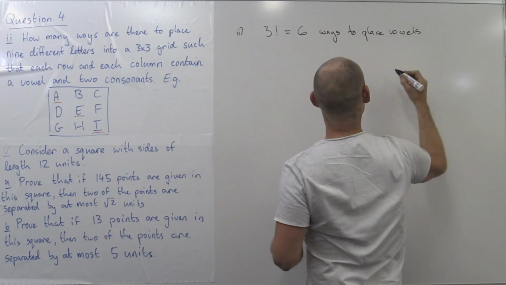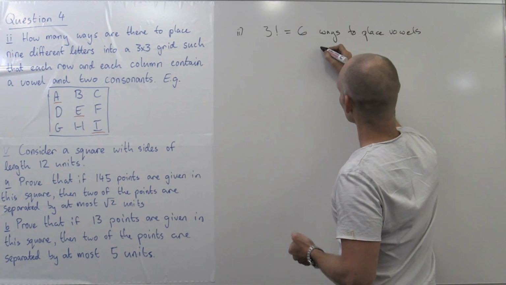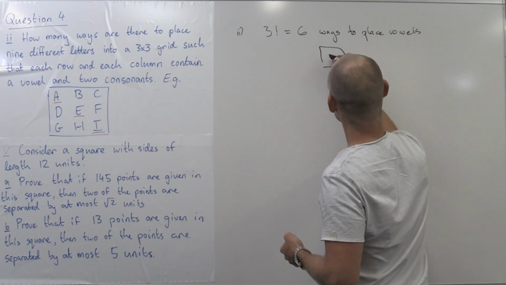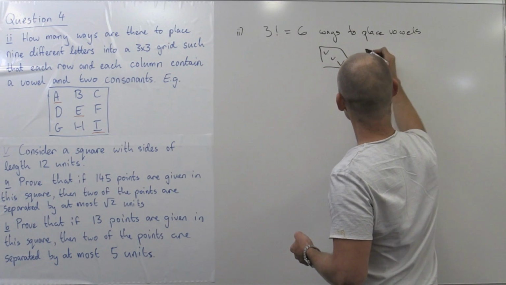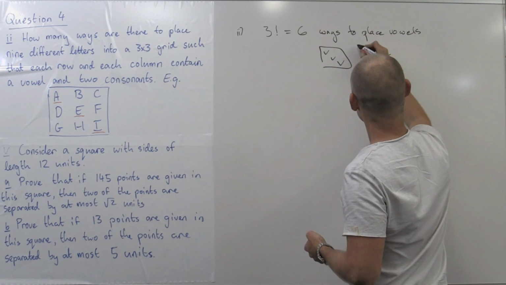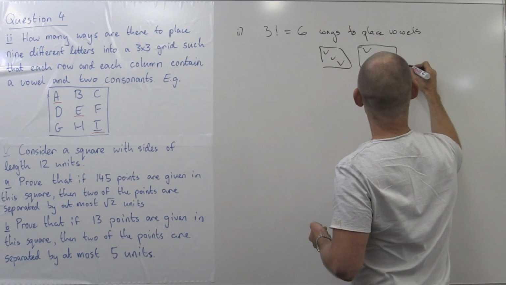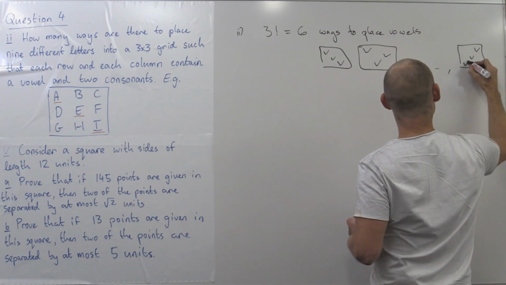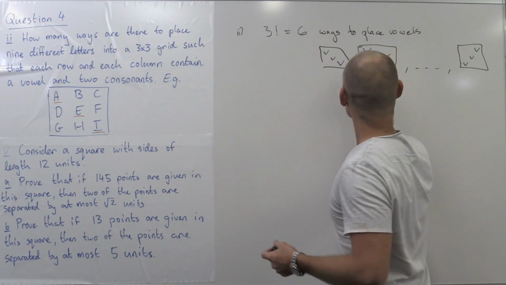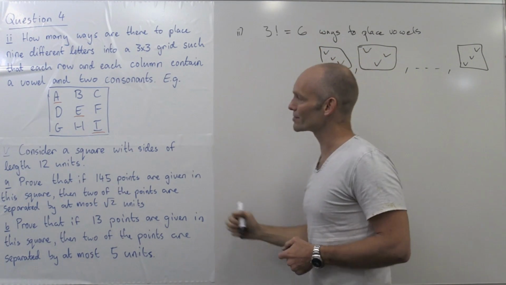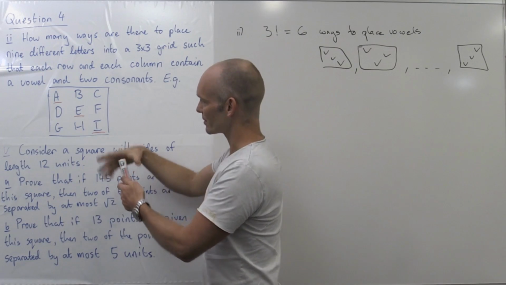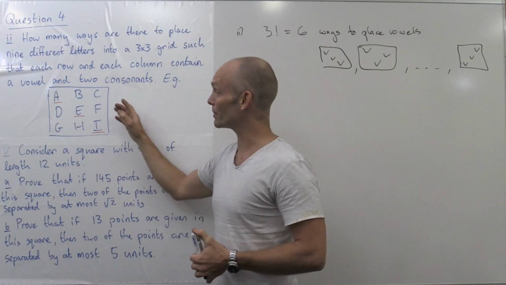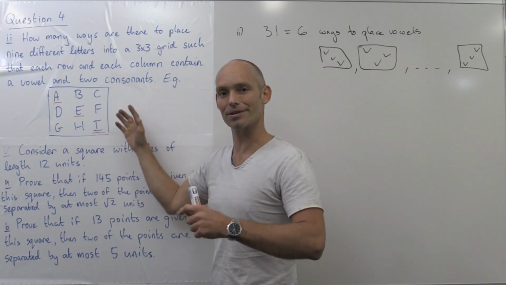And so, in fact, we could even write them up. We could have vowel, vowel, vowel, and so forth until we have vowel, vowel, vowel. Cool. So we've got 6 ways to place the vowels and the consonants in that sort of pattern, but we haven't chosen which vowels and which consonants yet, so let's also do that.